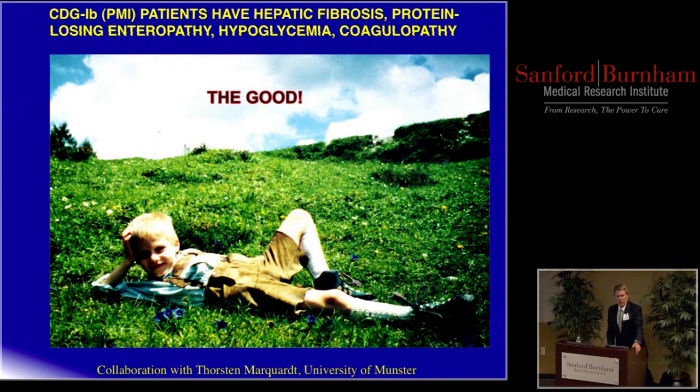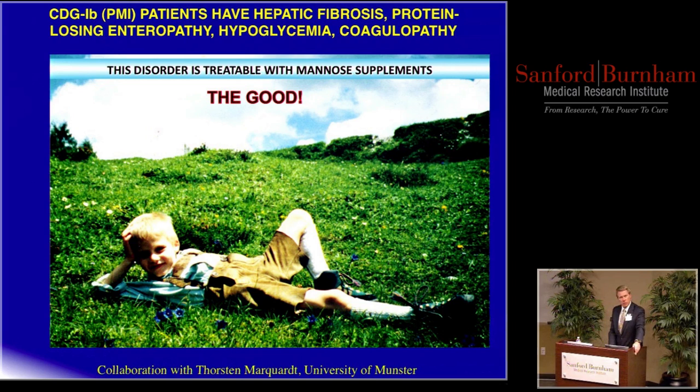So here is what I'm calling the good. We were able to find a patient who was defective in this enzyme, PMI, CDG-1B, and we were able to give this little boy mannose and rather quickly reverse all of his pathologies. That was not hepatic fibrosis, but protein-losing enteropathy, coagulopathy, hypoglycemia. All these things reversed when he was given mannose. Well, why did we give him mannose?